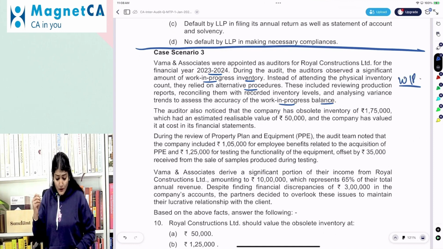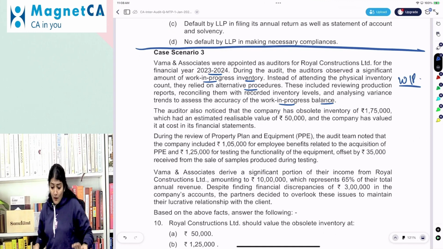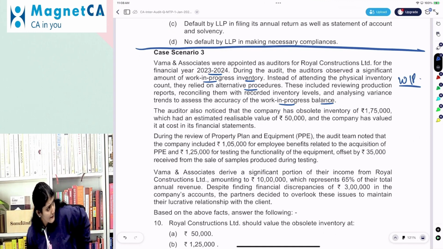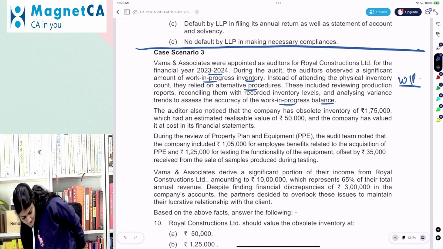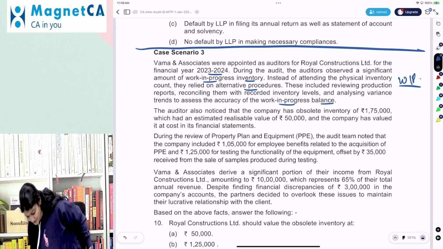The auditor also noticed that the company has obsolete inventory of 175,000, which had an estimated realizable value of 50,000, and the company has valued it at cost in its financial statements.